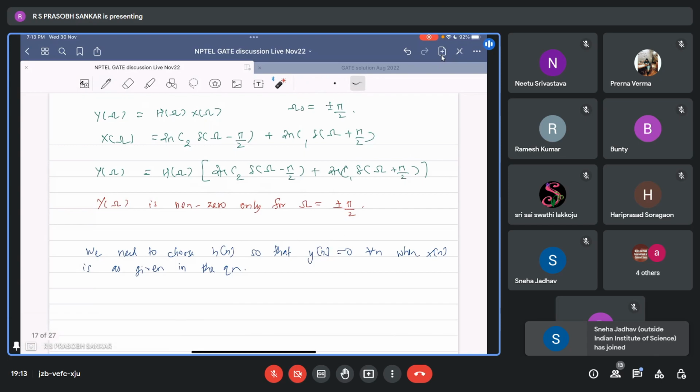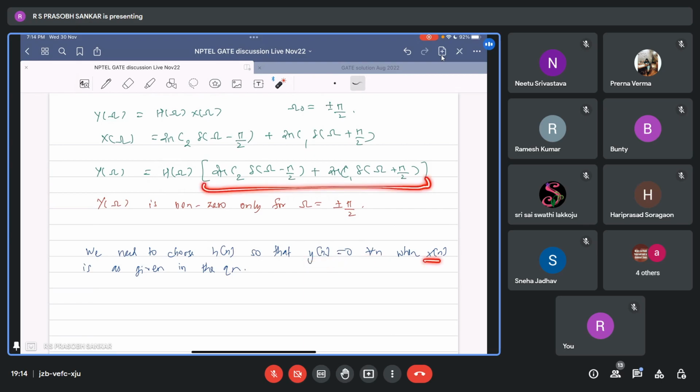So once again, what do we have? We have a product of two terms. This second term will be non-zero only for minus pi by 2 and pi by 2. And this term we want to decide. So what is the constraint? We need to choose this H of omega, or h of n, so that y of n is 0 for all values of n whenever the input is of this form. So what does this mean?